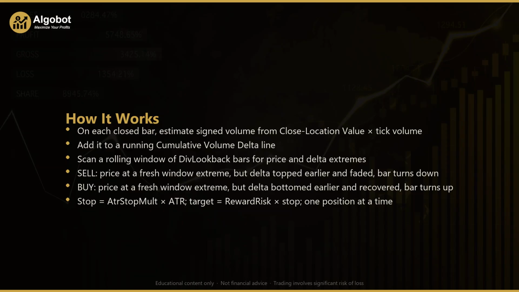Risk management is identical on both sides and fully volatility-based. The strategy reads the average true range over the ATR period, 14 bars by default. The stop-loss is placed ATR stop multiple times that ATR beyond the entry, 1.5 times by default. The take profit is set at reward risk times the stop distance, a default of 1.8, so the target is wider than the risk. There is also a spread filter. If the current spread is wider than max spread points, the strategy skips the trade. Only one position per magic number is allowed at a time, and from there the stop and target manage the exit.